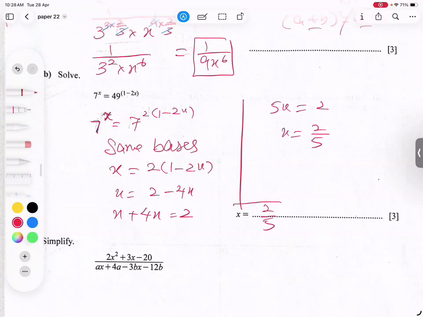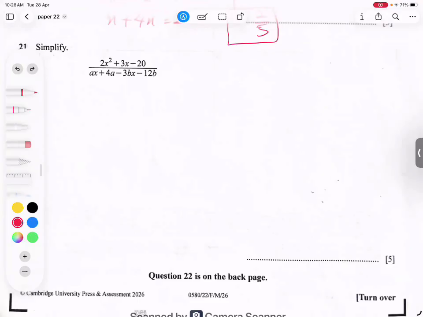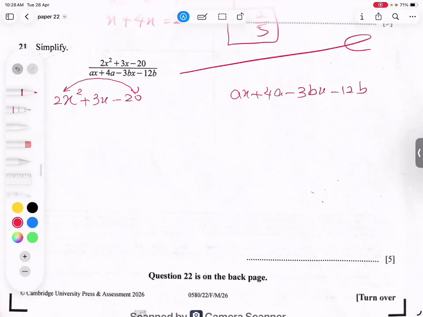Next question, students, number 21. We'll factorize the upper part separately and the lower part separately. So what I'm going to do now is copy the upper part, the numerator, here: 2x^2 + 3x - 20. And the lower part, the denominator: ax + 4a - 3bx - 12b. First of all, multiply the first and last terms. I'm getting negative 40x^2 here. Okay, first term copy without change and last term copy without change.